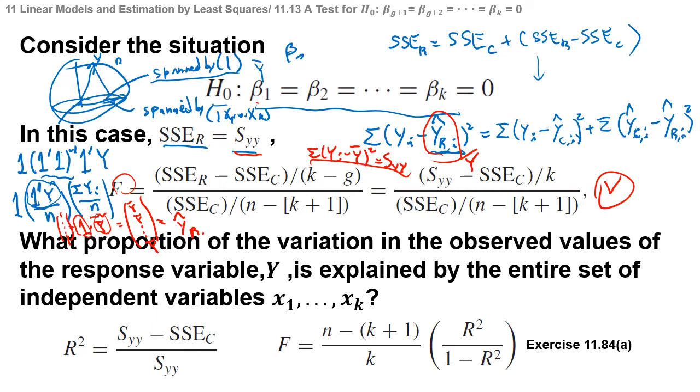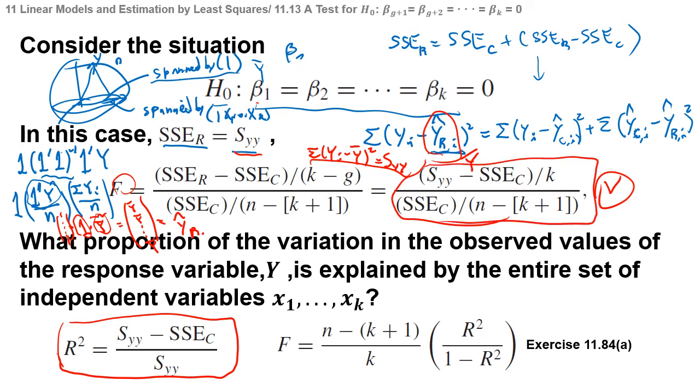We can show that R square, previously we know that R square can be represented like this. And if using these two formulas, you can conclude that our F statistic can be represented like this. This is exercise problem 11.84a. So the one who is interested, probably you can try. I will leave it to you, so you can practice. That would not be very difficult.